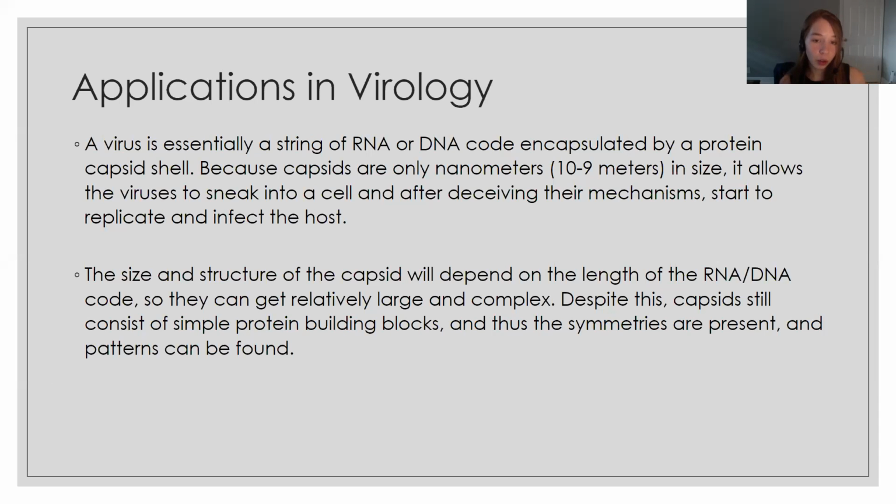So the size and the structure of the capsid is dependent on the length of the RNA or DNA code. They can get relatively large and complex, and despite this, capsids still consist of simple protein building blocks, because, again, the capsids are so small that only a limited amount of information can be efficiently encoded in the RNA or the DNA strands surrounded by the capsid. As a result of them consisting of relatively simple repeated protein building blocks, this allows for symmetries to become present and for us to search for patterns.